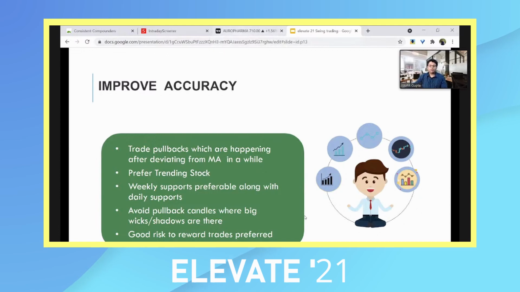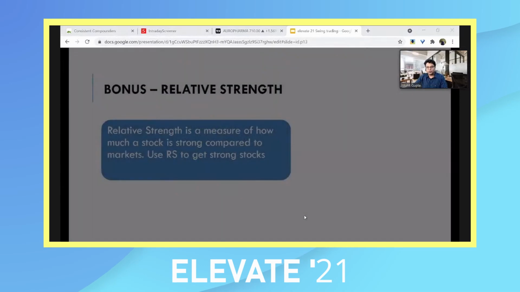Again, you have to avoid pullback candles where very big shadows are there. If the pullback is happening, but the stock has gone 10% below and then it has moved up, you have to avoid those pullbacks. Again, good risk to reward trades are perfect. If you're seeing that your stop loss is too high and your target potential is very small because there is some other resistance after pulling back, then you can avoid this trade. So these are some simple and proven tips from my side to include.